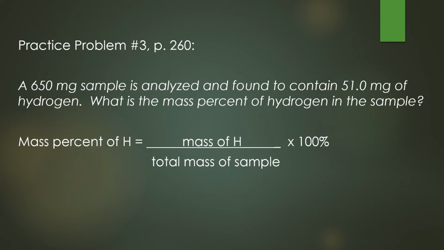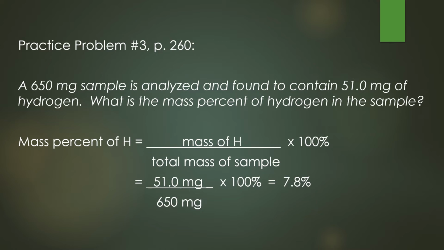So your formula would be mass percent of hydrogen equals the mass of hydrogen divided by the total mass of the sample times 100%. You are given that the mass is 51.0 milligrams. The total mass is 650 milligrams. Take 51 divided by 650, multiply by 100%, and you get 7.8%. Your answer has 2 significant digits. That's because your mass of hydrogen, 51.0, has 3 significant digits, but the total mass of 650 milligrams only has 2. The 6 and 5 are the only significant digits, so that's why your answer contains 2 significant digits only.